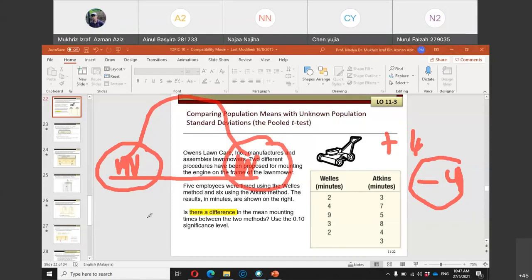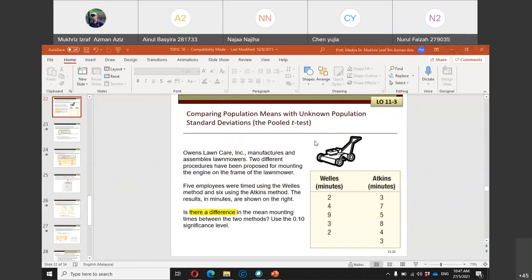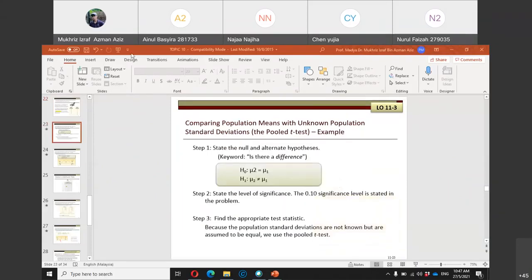Either way, you arrive at the same conclusion. So for the not equal to sign, for a two-tail test, it doesn't matter. Even if one student defined Wallis as the first sample and Atkins as the second sample, or another student defined Atkins as the first sample and Wallis as the second, both are still correct when it comes to arriving at the conclusion. In this example, the book defined Wallis as sample number 1.